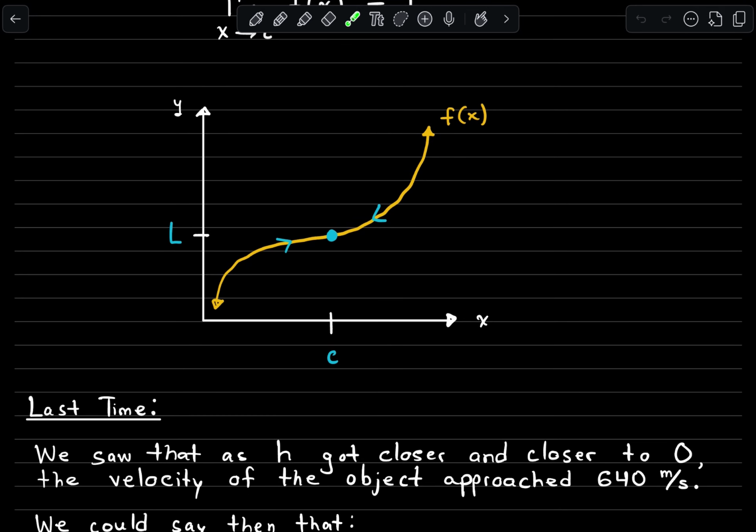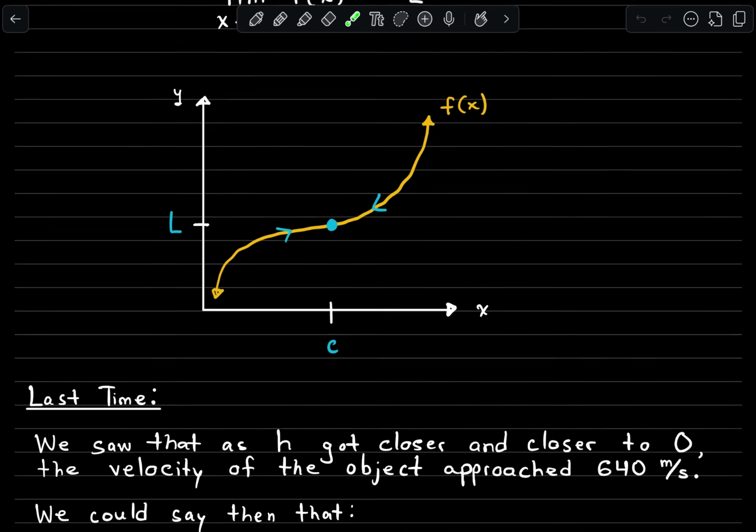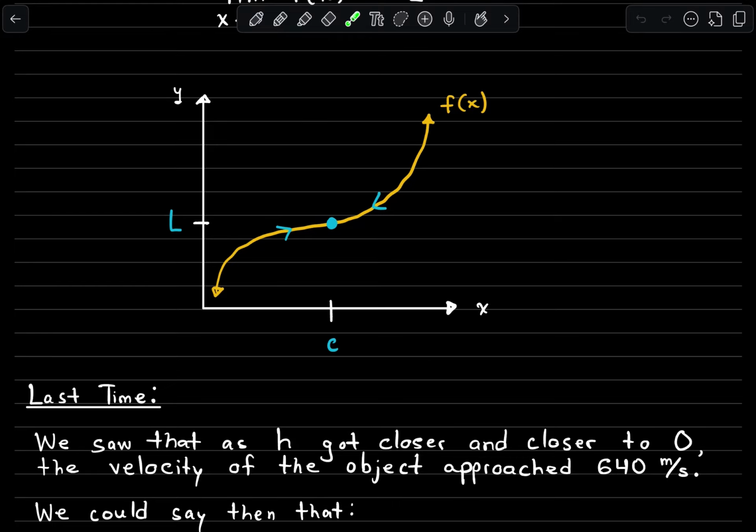Now, last time we were talking about average velocity and instantaneous velocity, and we saw that h being the duration of time that we're considering for our velocity, as h got closer and closer to 0, as it got more and more minimized, and that duration shrunk, we saw that the average velocity of the object approached 640 meters per second.